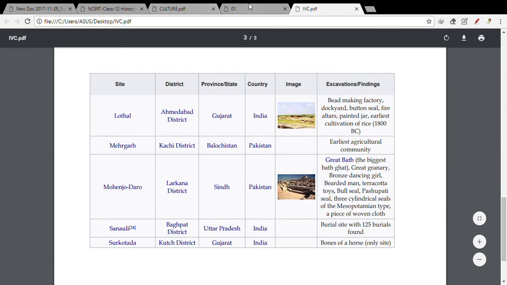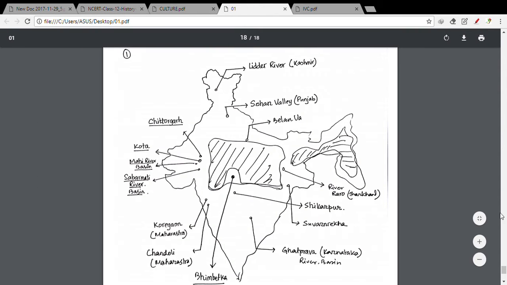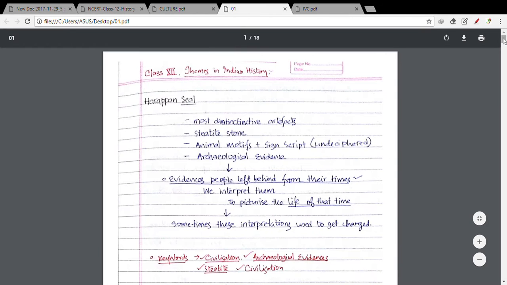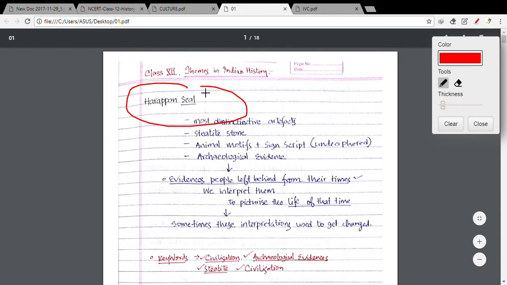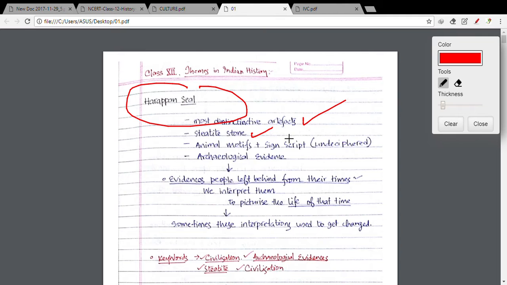Now let's move on to the notes from the NCERT itself. First of all, it is about the Harappan seal. The Harappan seal, according to the book, is the most distinctive artifact. It was made of steatite stone. Steatite is a kind of soft stone, so it is very easy to make a seal out of it. You just take the stone, make some impression, and that will be called a seal.